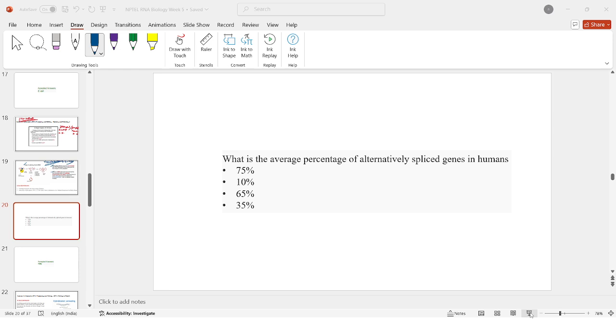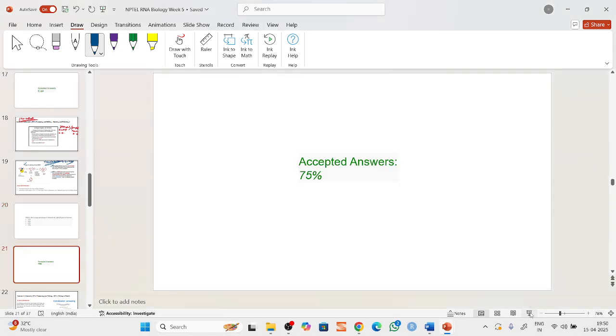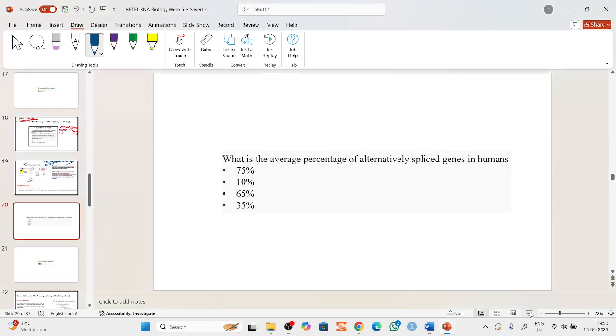Okay. So the correct answer is 75%. The average percentage of alternatively spliced genes present in humans is 75%. This is the correct answer.